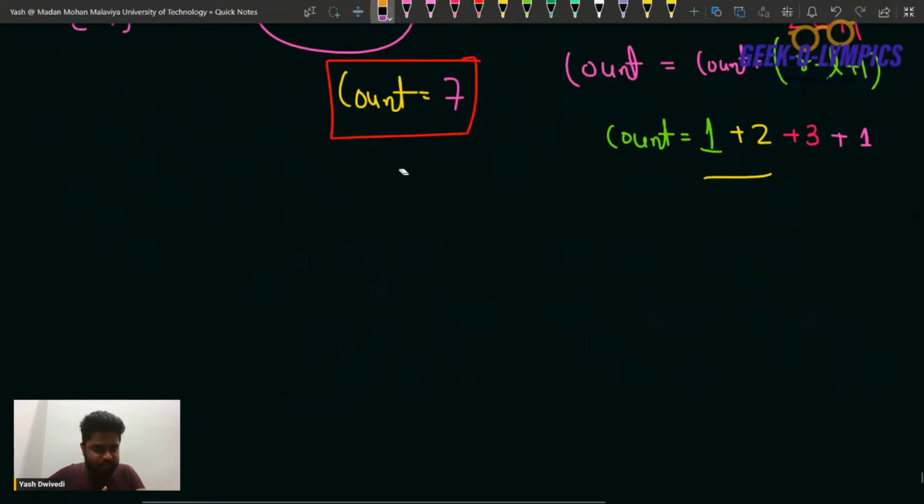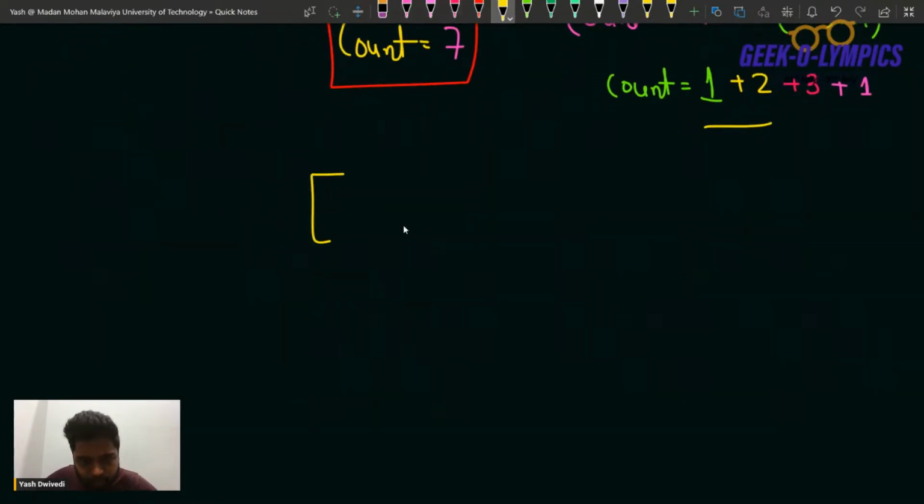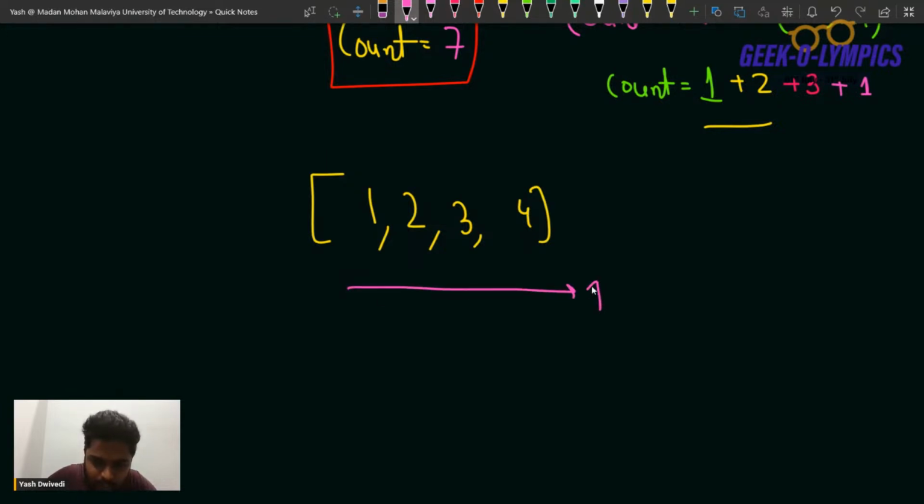Okay, what is the time complexity? How are the pointers moving? You will observe one thing. Suppose I had this particular array. Can I say that my R pointer moved throughout the array, right? At one time R was here, then R was here, then R was here, then R was here. So my R pointer moved from left to right. Because of the R pointer, I'm having order of n time complexity.